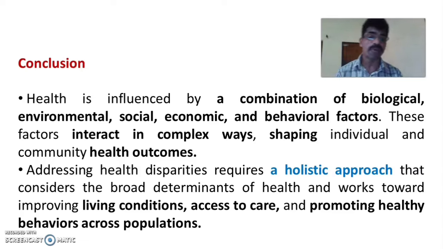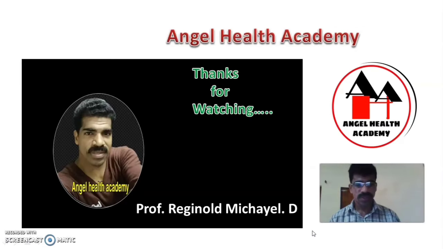Health is influenced by a number of biological, environmental, social, economic, behavioral and other factors. All these factors are interrelated or connected. Thus they interact in complex ways that shape individual and community health and well-being, or the total health outcomes of the community or society. A person should follow a holistic approach to promote all these factors, such as living conditions, access to health care, and promoting healthy behaviors and healthy practices by the people to promote health and well-being. So far we have discussed in detail the major factors influencing health and various sub-factors.